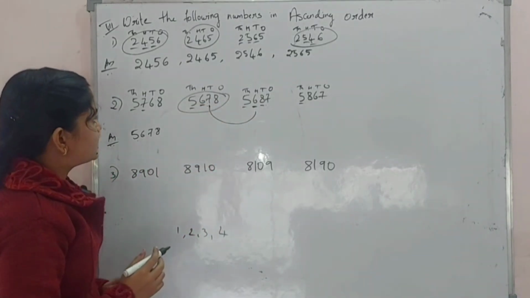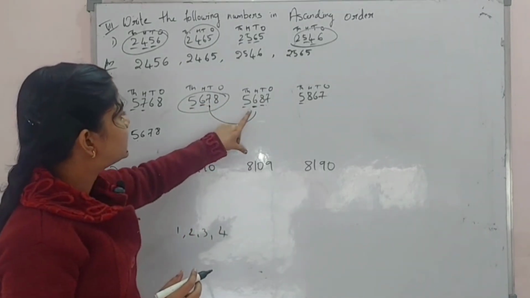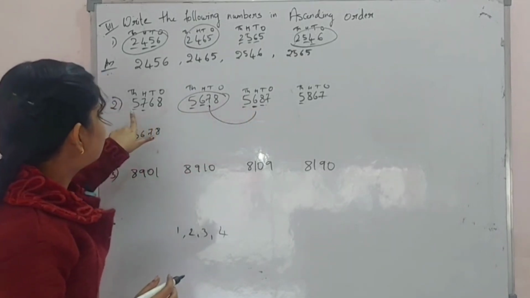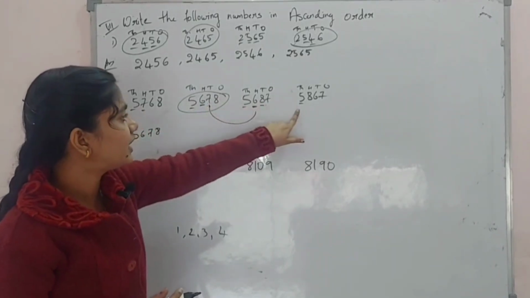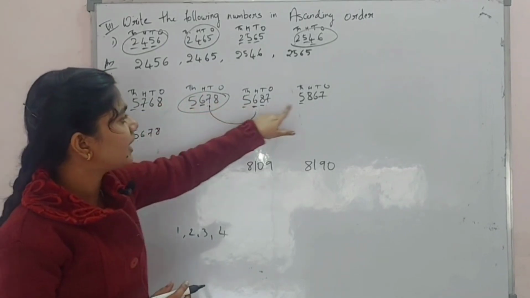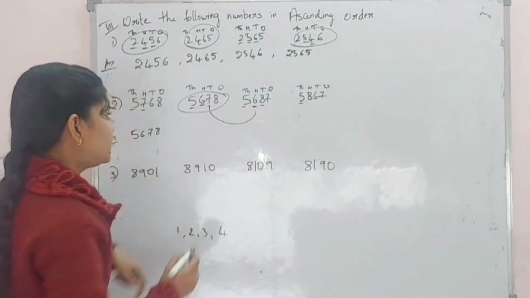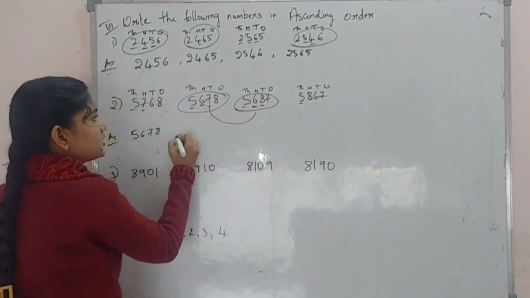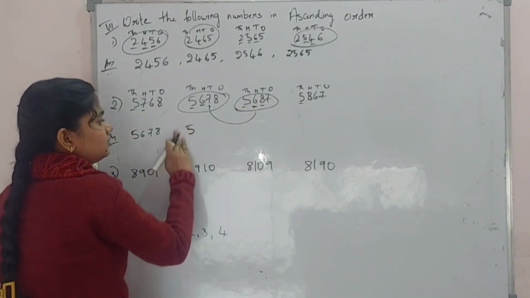Next, second smallest. Which is the second smallest number? See here. In the 1000 place we have 5. We cannot conclude. Go with the 100 place. 7 we have, 6 we have, 8 we have. 6 is the smallest, right? So I am writing this as the second smallest.